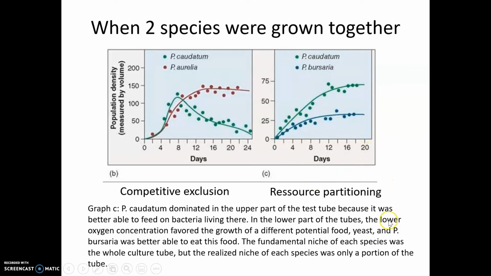We could also refer to this as these 2 species occupying their realized niche. So we distinguish between the fundamental niche, which would in this case be the whole test tube. Both of them could grow in the whole test tube, but when grown together, they're left with only the realized niche, being either the top of the test tube or the bottom of the test tube.